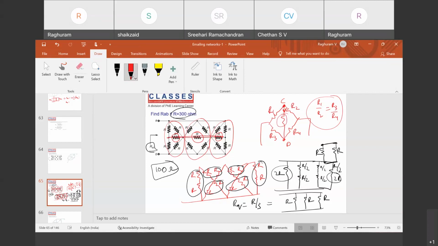If you short, what happens? All these become parallel: 1, 2, 3, 4, 5, 6, six resistors in parallel, R by 6. Here also 1, 2, 3, 4, 5, 6, six resistors in parallel, R by 6. These two will be in series, which is R by 3. The equivalent is the same, R by 3. So you can either short them or open them when a Wheatstone bridge is balanced. Clear?